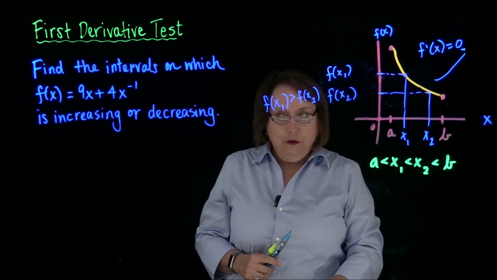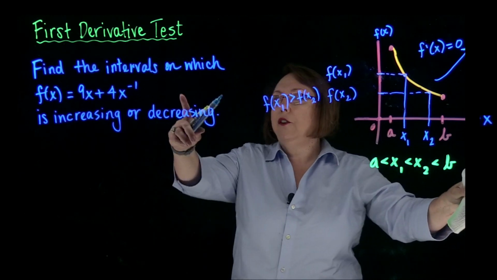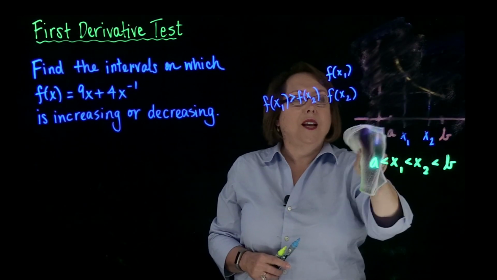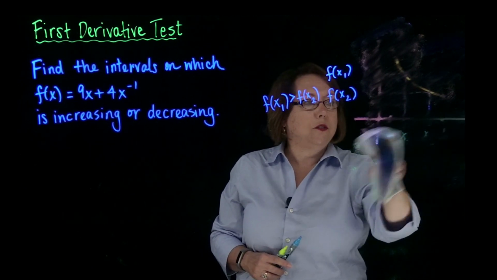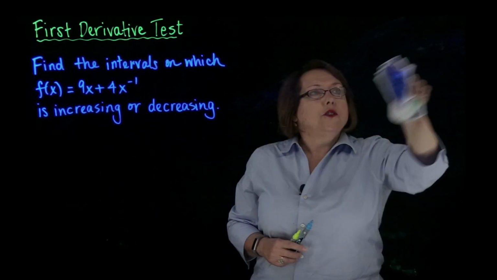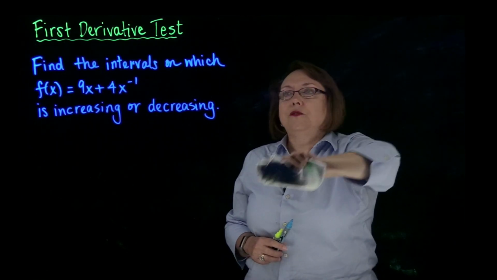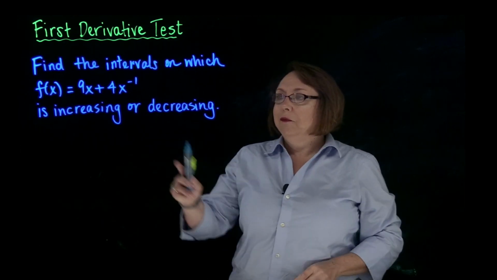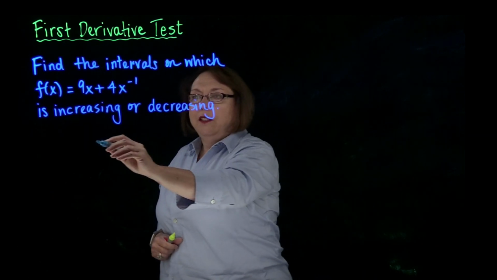Let's come back to our function now. So we want to find the intervals on which this function, f of x is equal to 9x plus 4x to the minus 1, is increasing or decreasing. So what we want to do here is use our first derivative to help us figure out when this function is increasing or when it's decreasing. So let's go ahead and take the first derivative.